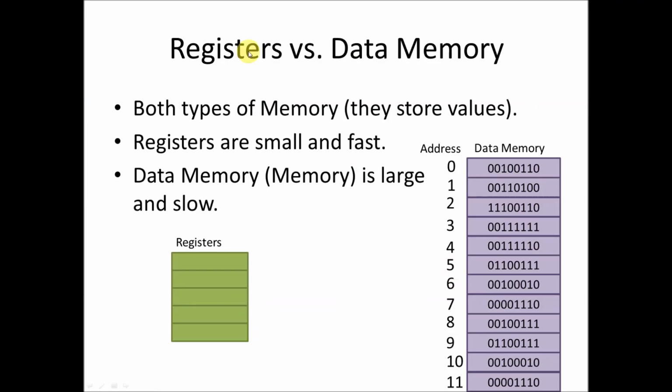Now, looking at registers versus data memory, both of these are types of memory in that they store values, but most of the time we refer to data memory as just memory because it's the big data memory. We're going to use it a lot. The registers are distinct because they're small and fast. They're tiny, there are not very many of them, and they go really quickly. Data memory, or just normal memory, is large and slow, and that's the big distinction between them. Structurally, there's no big difference in terms of their technology. It's just whether one is fast and small or the other is large and slow.